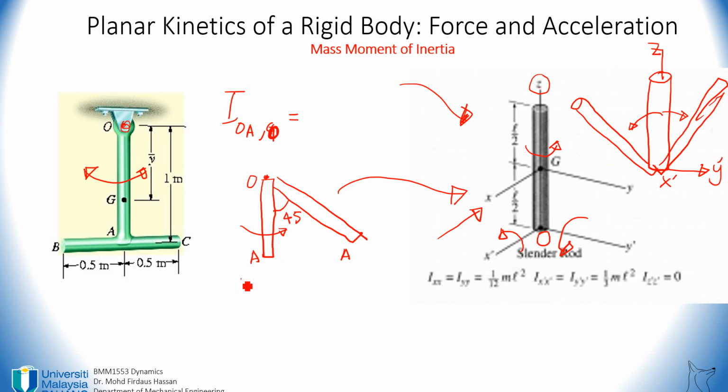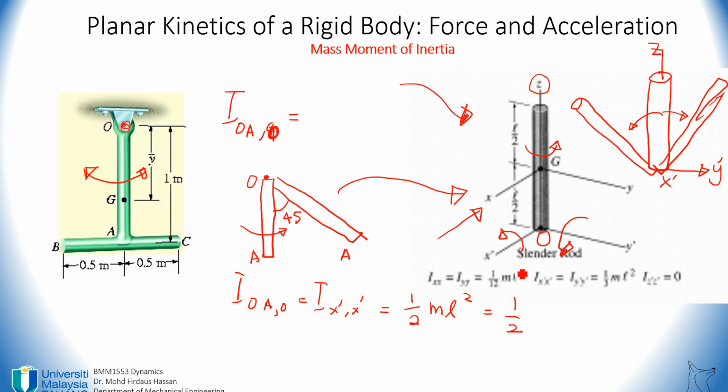So you can choose I OA is equal to, what? If you refer to the figures, I x prime, which is 1 over 3 m L square. You got the answer, which is 1 over 3.